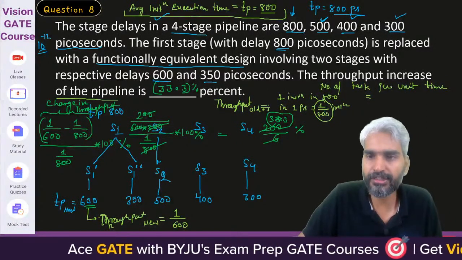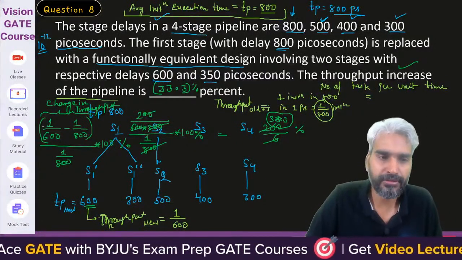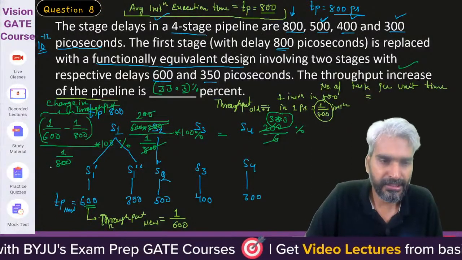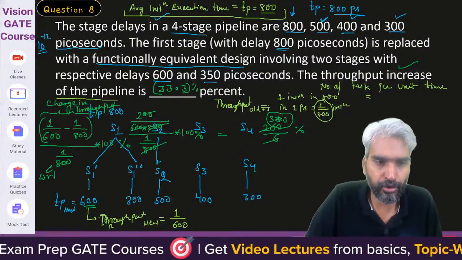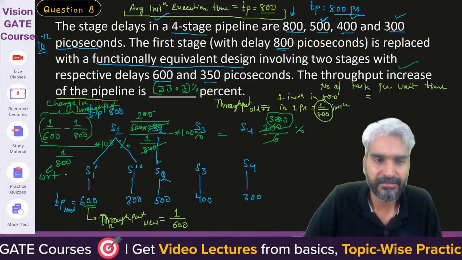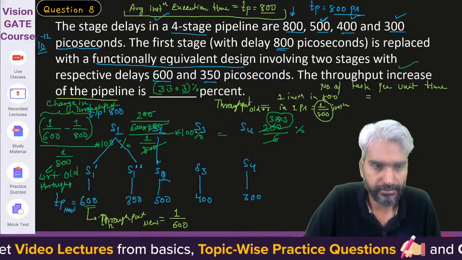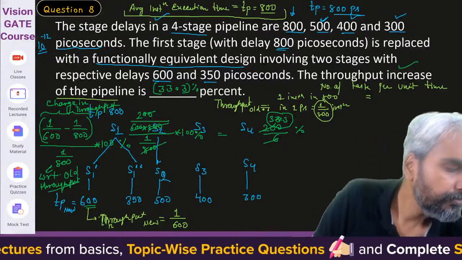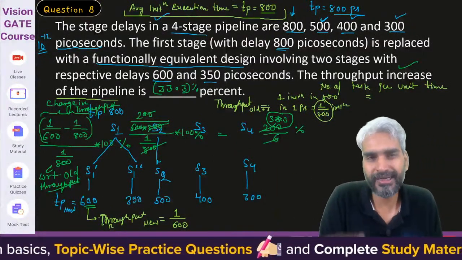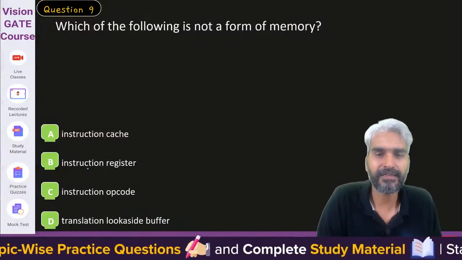Because we are looking for change in throughput with respect to old throughput. So with respect to old, you will check the percentage change. Change in throughput with respect to old throughput into 100% will be your answer, 33.33.